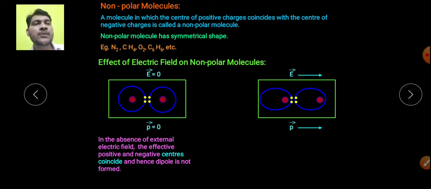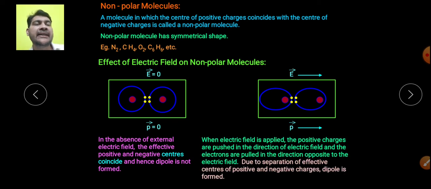Therefore, if a non-polar molecule is placed in an external electric field, then some electric dipole moment gets induced in the non-polar molecules. So this is induced dipole moment, and the net dipole moment of the whole substance will not be zero.